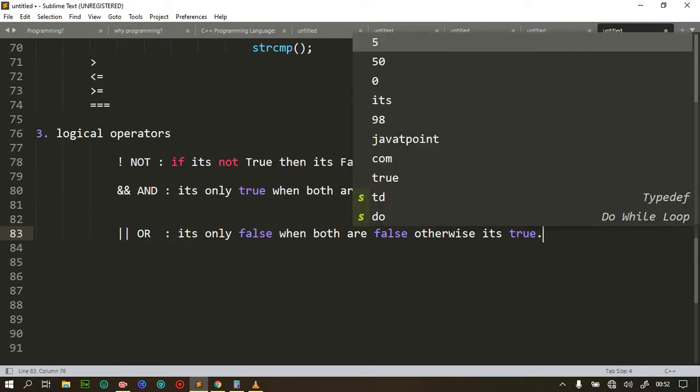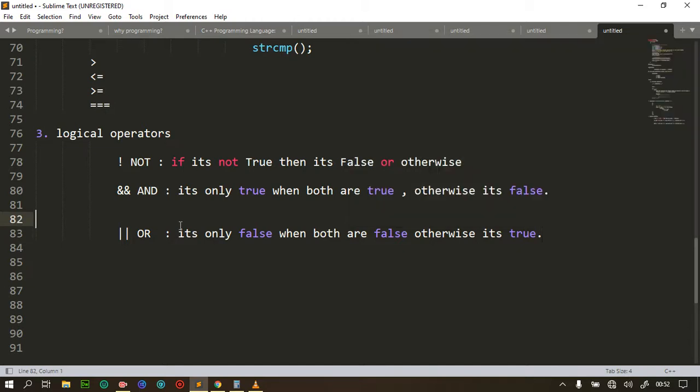So for easier understanding, we use what we call the Boolean logic. In simple understanding, not is a negation. Negation means it always defies what is present. If what is present is true, then it says it's false. If what is present is false, then it will say it's true.